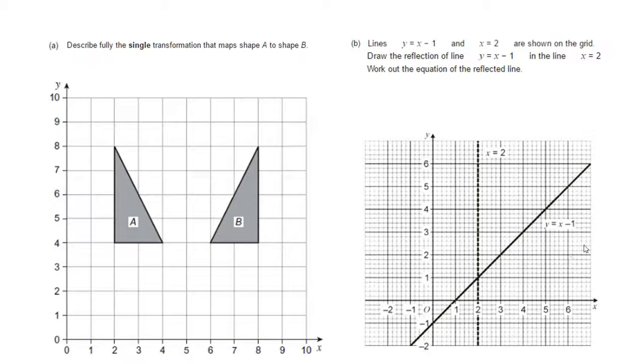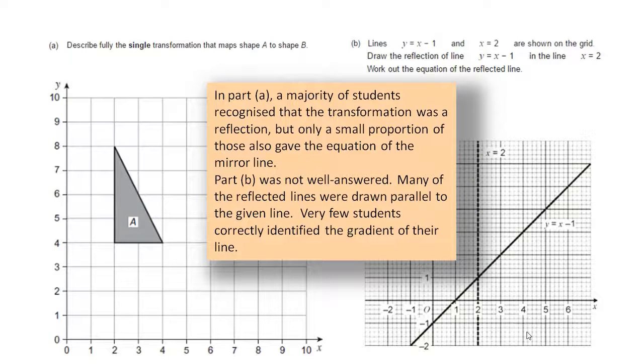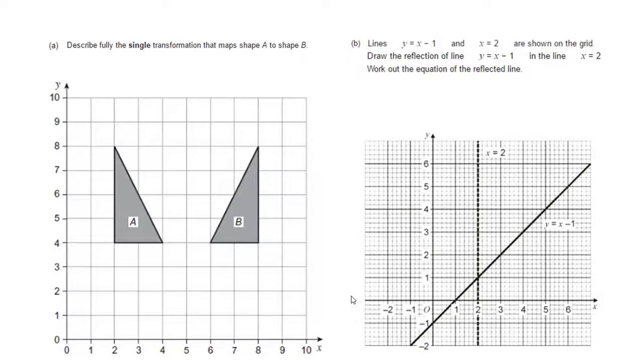Okay, so let's have a look at the examiner's remarks. The examiners say that in part A, a majority of students recognised that the transformation was a reflection, but only a small proportion of those also gave the equation of the mirror line. Part B wasn't well answered. Many of the reflected lines were drawn parallel to the given line, and very few students correctly identified the gradient of their line. Okay, well, let's see if we can answer first of all part A.